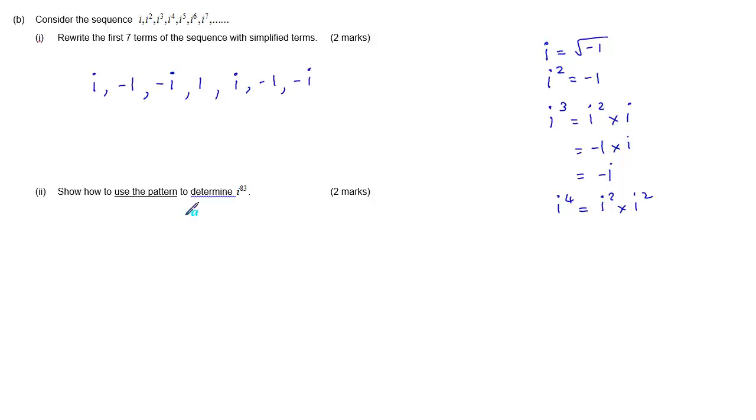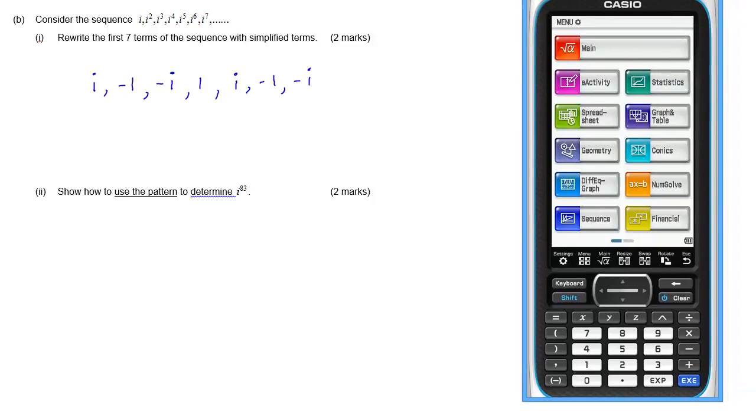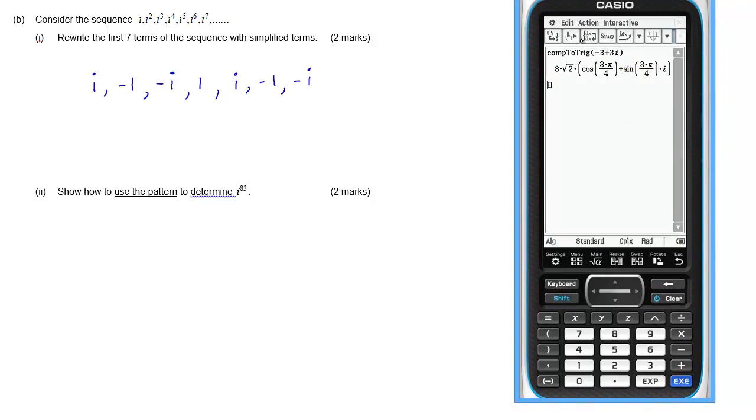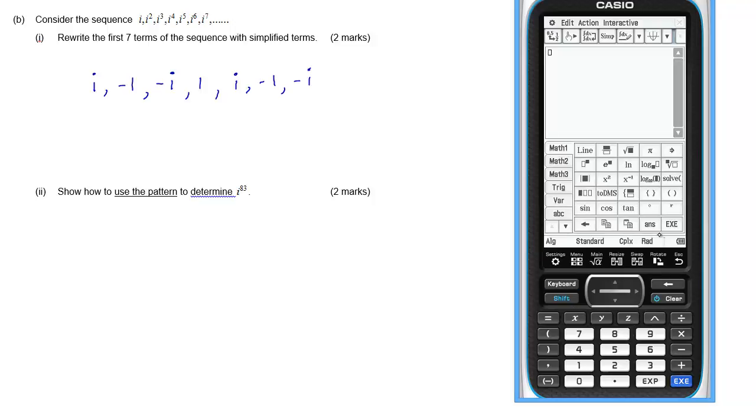Show how to use the pattern to determine i to the 83. Now we're supposed to use the pattern, so what we can't do is just bring in the calculator, and we'll just clear anything that's there and change ourselves into complex mode. Indeed, we're in complex mode already, and then we just need to find the correct i. Here it is. And we'll just put that to the power 83, and it gives us negative i.